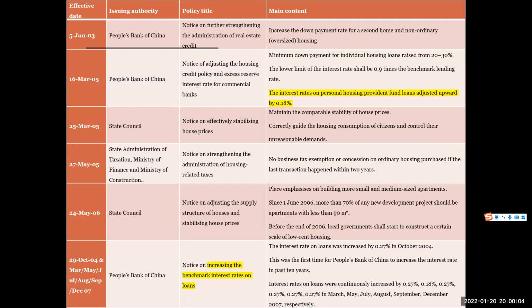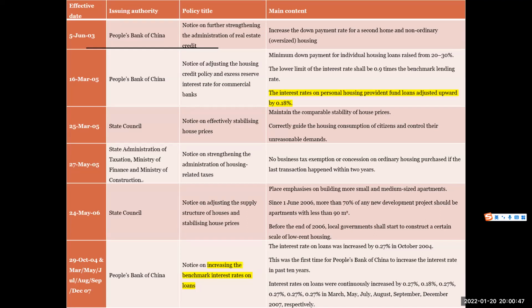Let's see the policy on the 16th of March 2005. So adjusting the housing credit policy and excess reserve interest rates for commercial banks. You can see that the interest rates on personal housing provident fund loans were adjusted upward by 0.18%. And you can see the last row: notice on increasing the benchmark interest rate on loans.